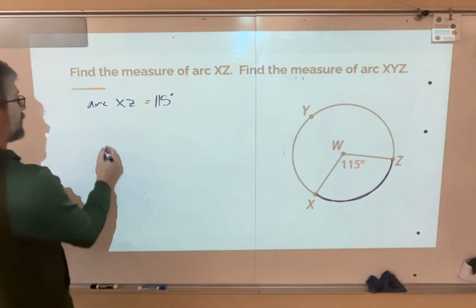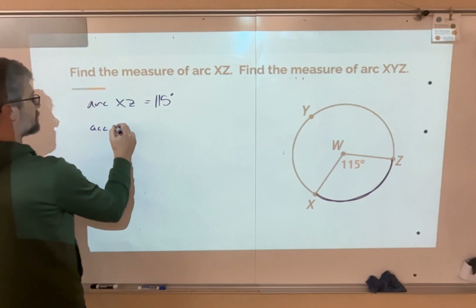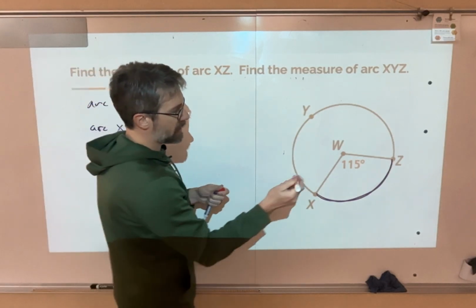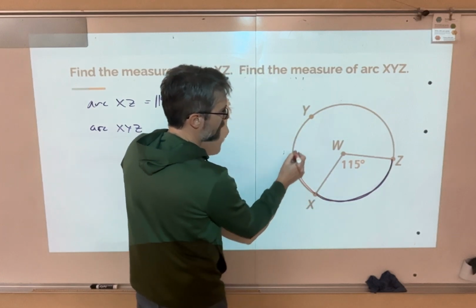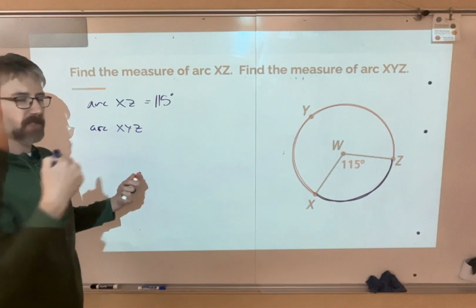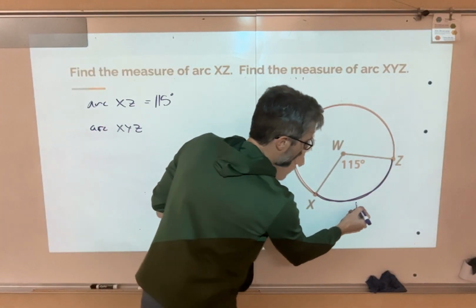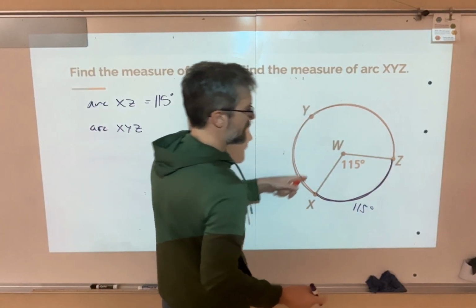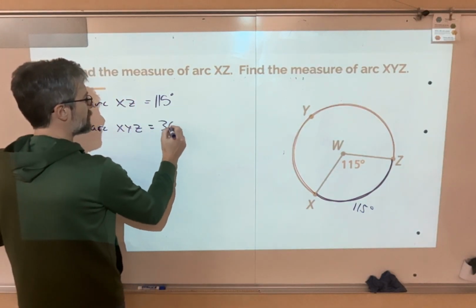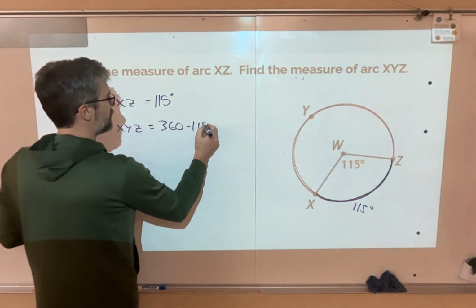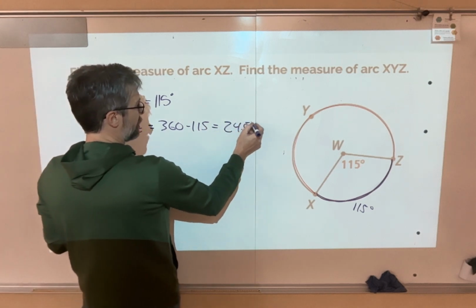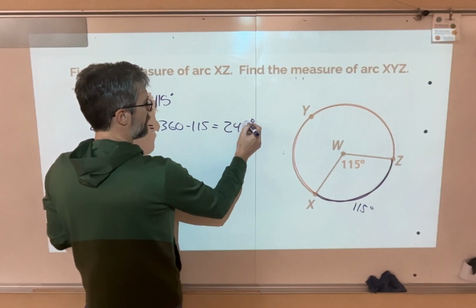Now, if we're talking about xyz, well, now I'm talking about the other side. I'm starting at x, going through y all the way to z. Well, there's 360 degrees in the circle. 115 are over here. That means the rest of them must be on the other side to make that full circle. So what we can do is just do 360 minus 115, and that gives us 245 degrees.